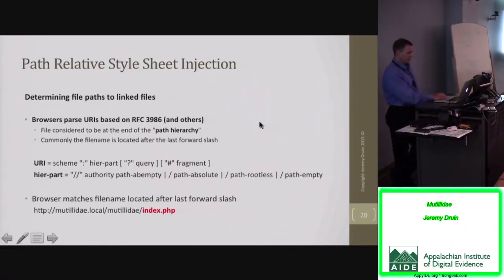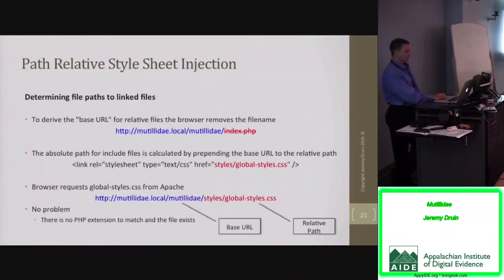And here we have an example that's been worked. So the browser has taken off the resource name and it's left with the base URL. And then it's going to read the relative reference, in this case in this href attribute, and it'll append those two together and get the full path to the style sheet. And that works because that is in fact the path to the style sheet in the Mutillidae project.